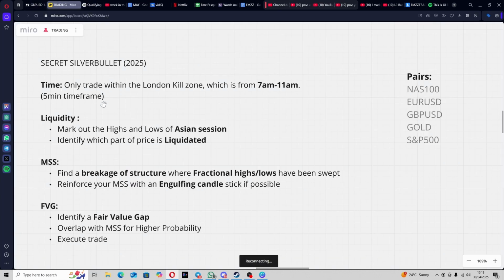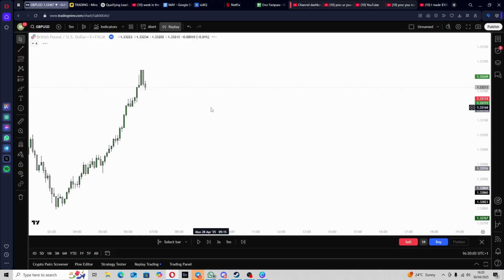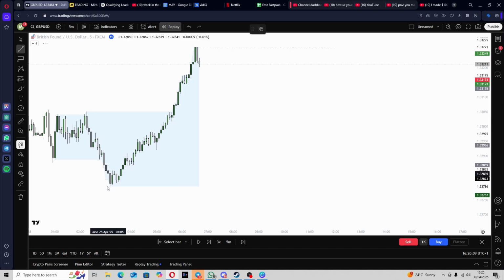You only trade within the London kill zone, which is from 7 a.m. until 11 a.m. on a 5-minute time frame. Okay, we need to mark out the highest point and the lowest point of the Asian session. So what we're going to be getting started on is doing this straight away. I'm going to mark out the highest point of the Asian session, and this will be the lowest point of the Asian session.